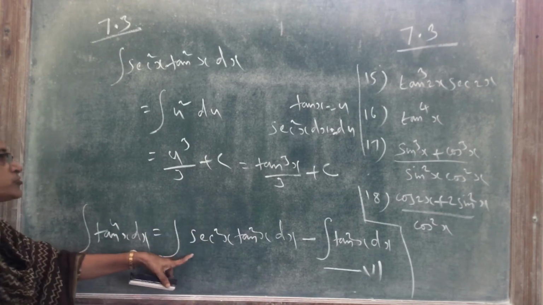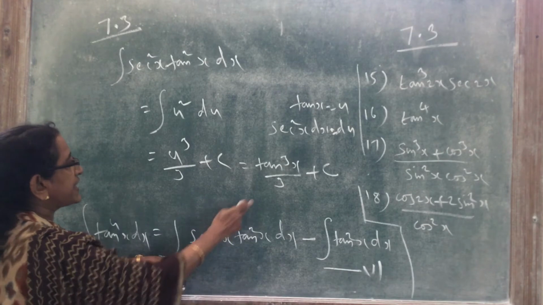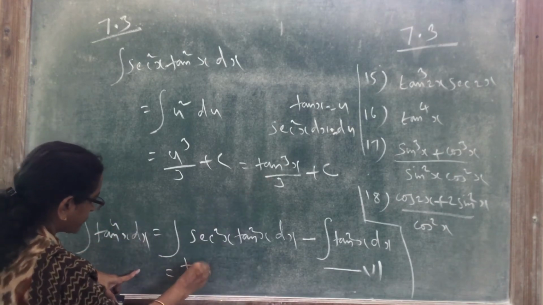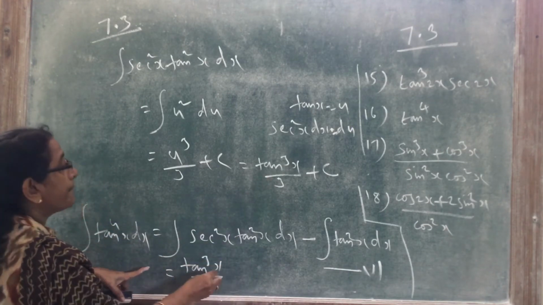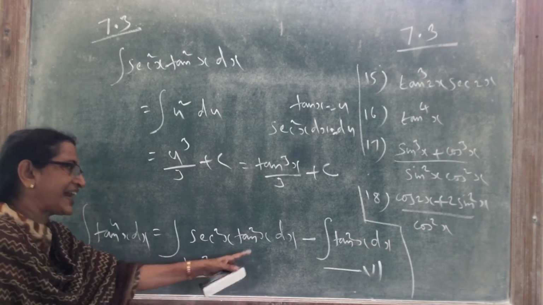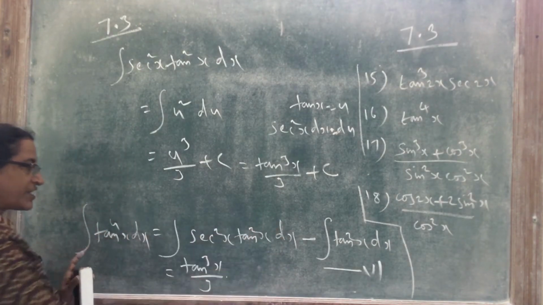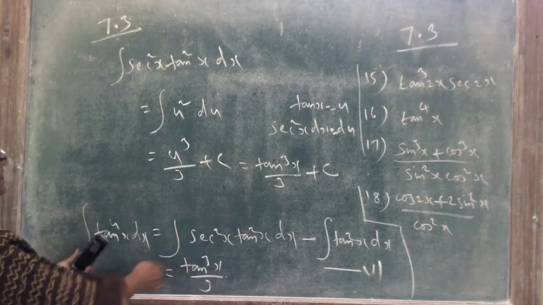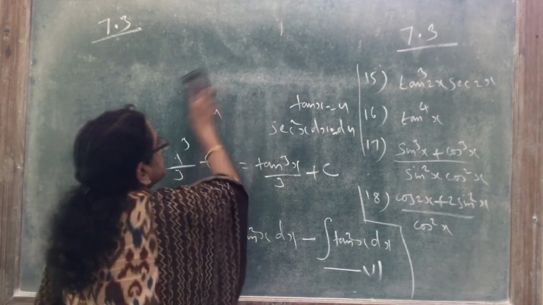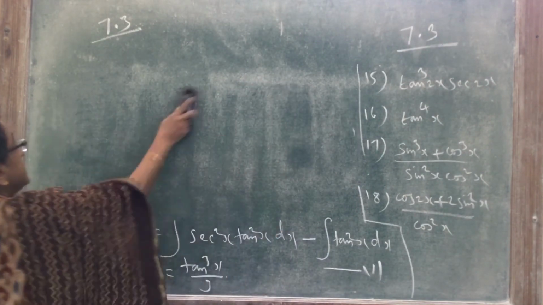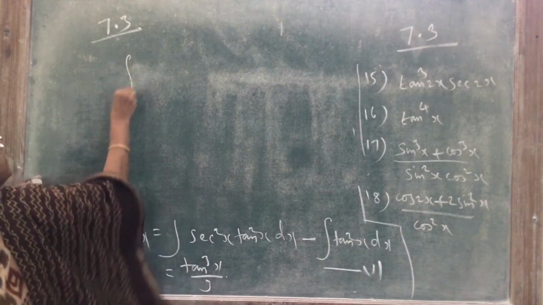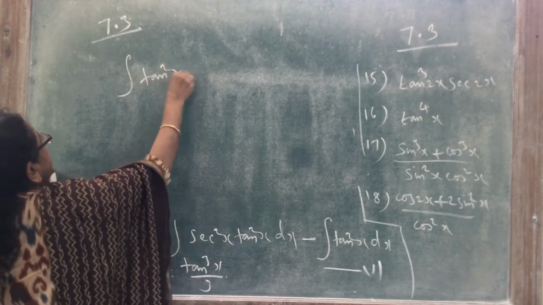Now I am going to write here, in the place of this integral, tan cube x by 3 plus c. We write only one c for both the integrals, not together. So now we find the second integral. The second integral is integral tan square x dx.